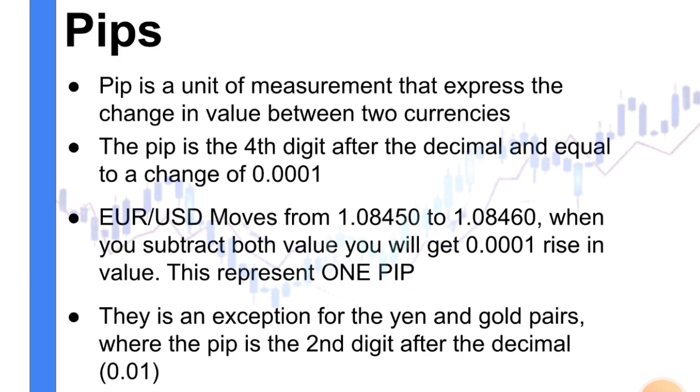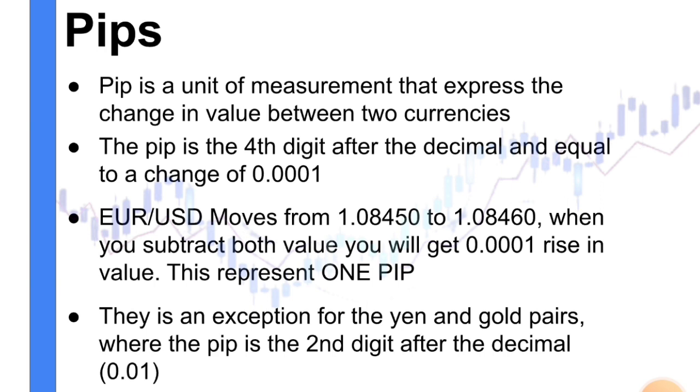So let's move into an example like the Euro USD. Now, when Euro USD moves from 1.08450 to 1.08460, just like I told you, the pip is the fourth digit after the decimal. You can see that in 1.08450, the 5 there is the pip. In 1.08460, the 6 there is the pip position, that's the pip value.